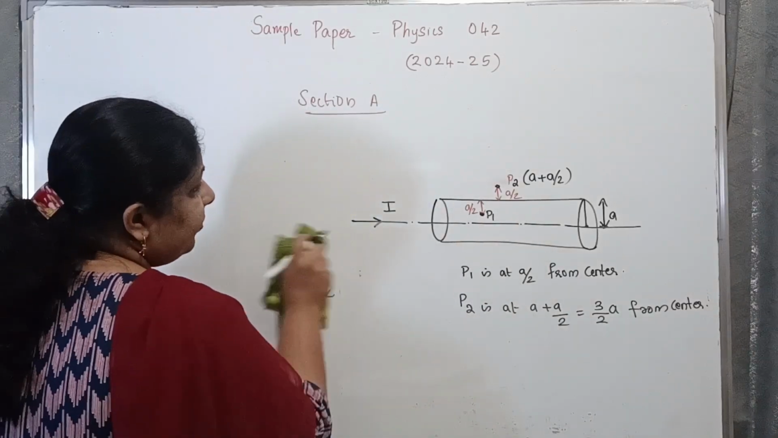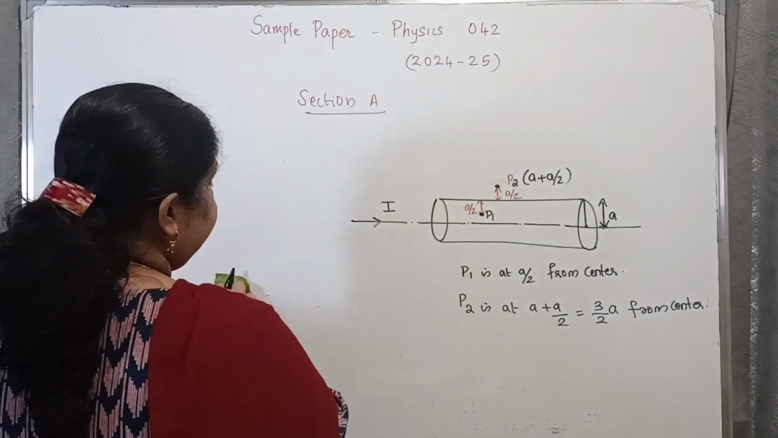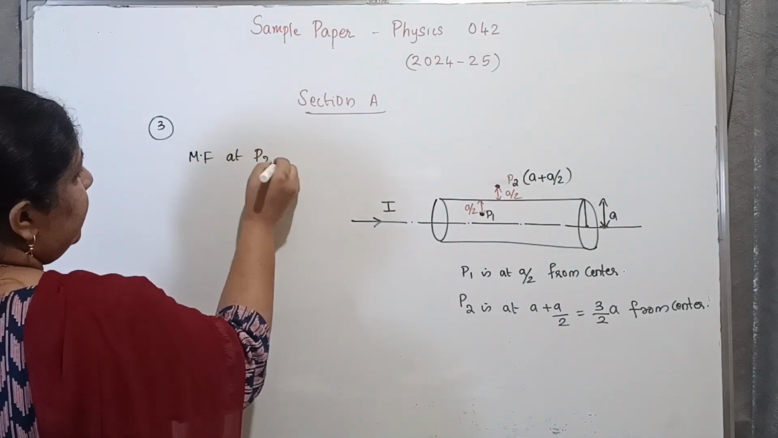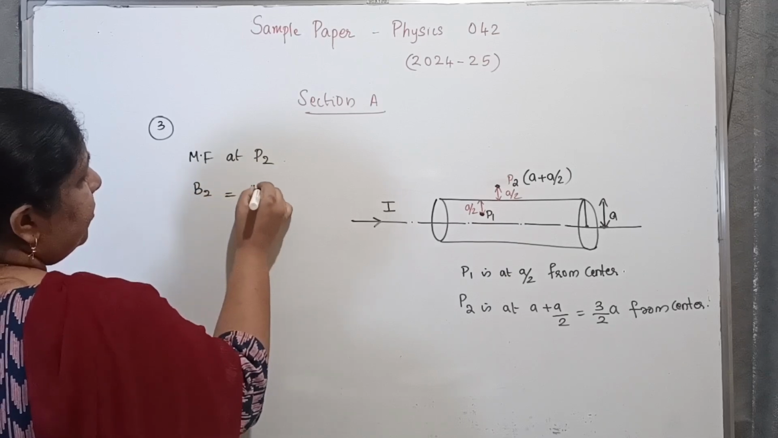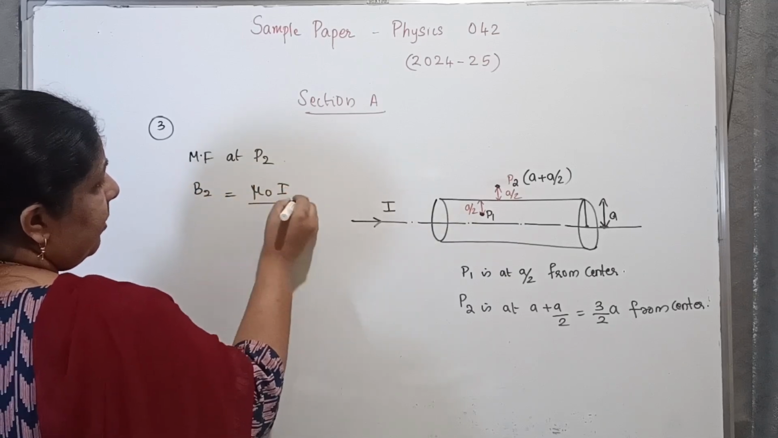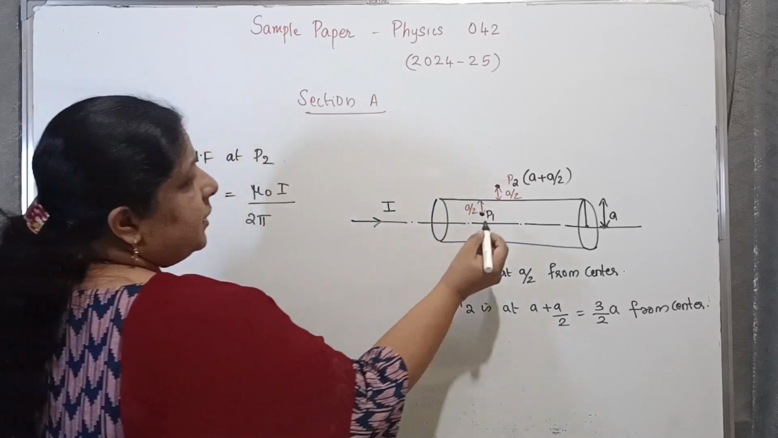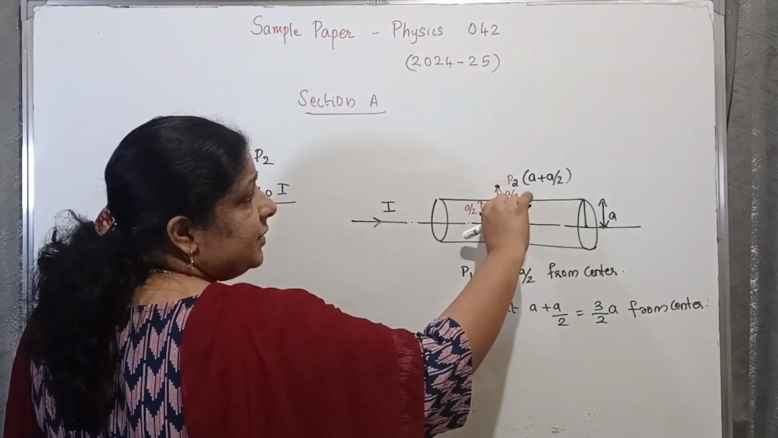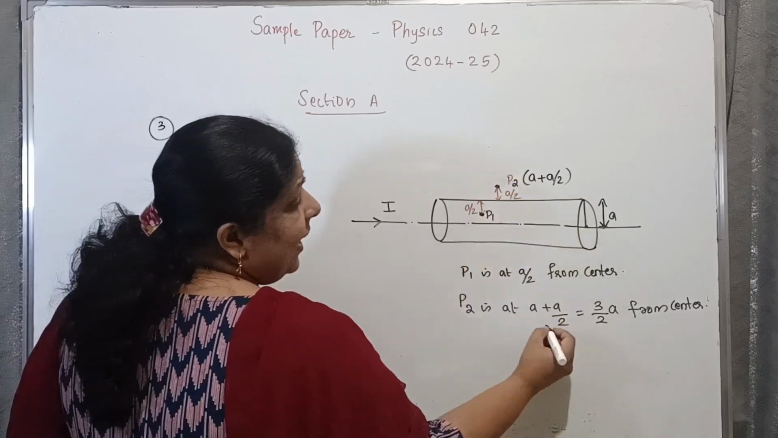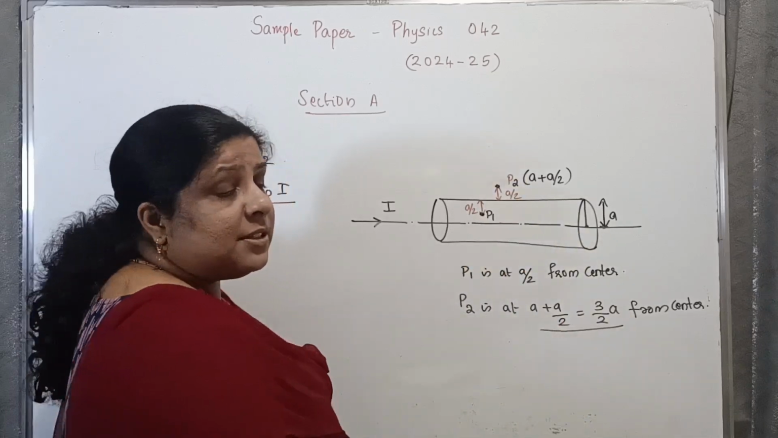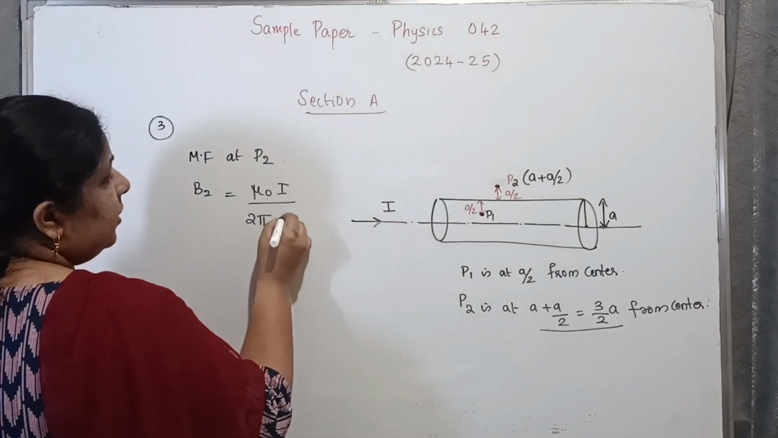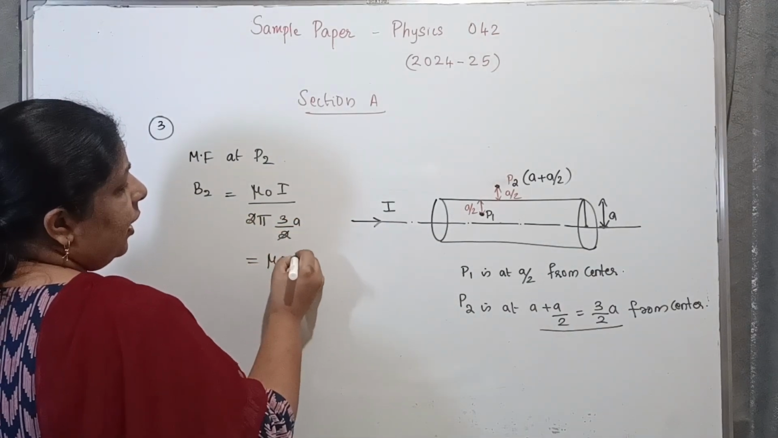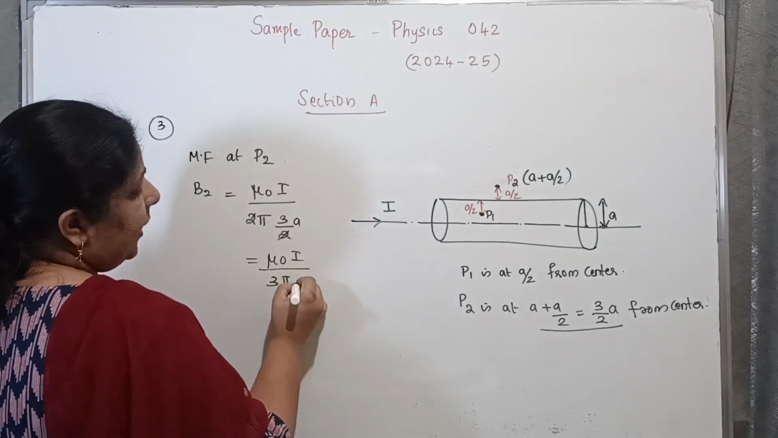Okay, so magnetic field at P2, let it be B2, is equal to mu 0, the current is I, by 2 pi. What is this distance? From the center till here it is a plus a by 2. So the total distance from the center is 3 by 2 a. So 2 cancels, and you will get mu 0 I by 3 pi a.